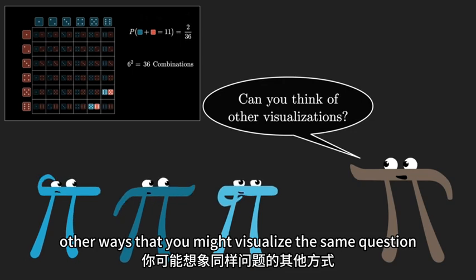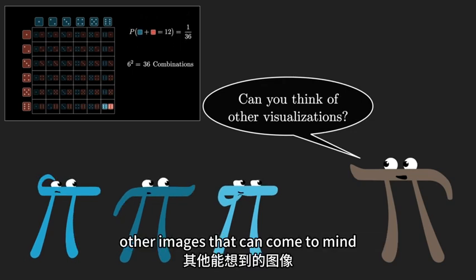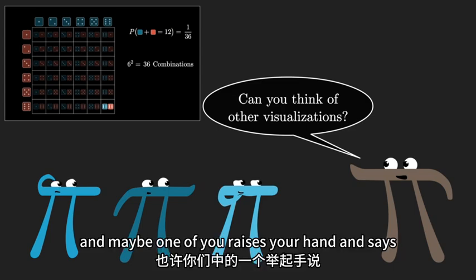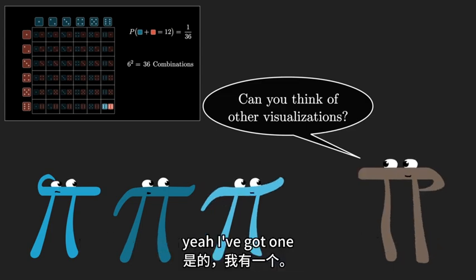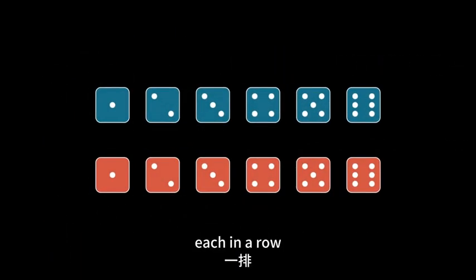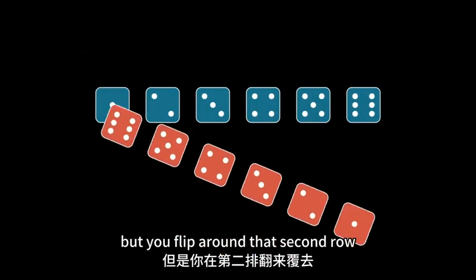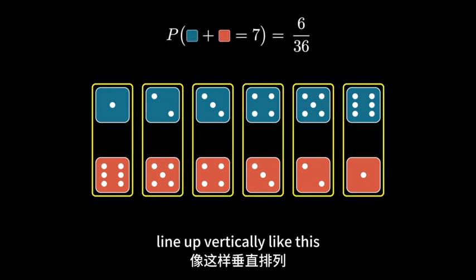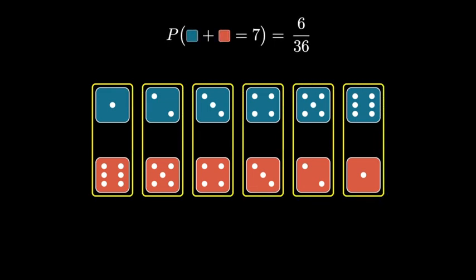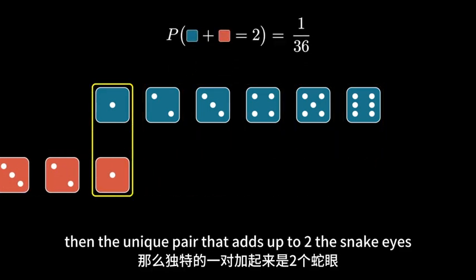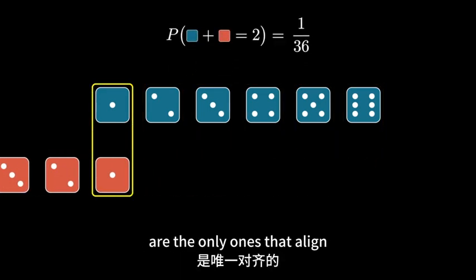And I'd say, very good, but can you think of any other ways that you might visualize the same question? Other images that can come to mind to think of all the distinct pairs that have a given sum? And maybe one of you raises your hand and says, yeah, I've got one. Let's say you picture these two different sets of possibilities each in a row, but you flip around that second row. That way, all of the different pairs which add up to 7 line up vertically like this. And if we slide that bottom row all the way to the right, then the unique pair that adds up to 2, the snake eyes, are the only ones that align.